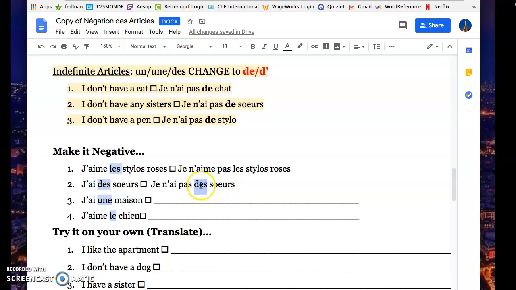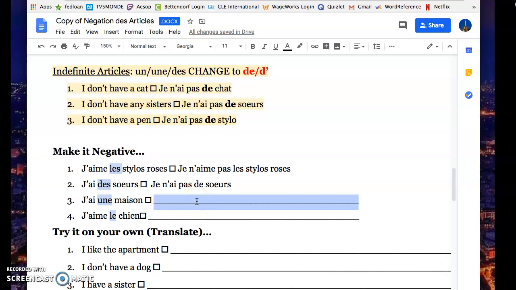So this is indefinite, which we already said. And if you look up here, your indefinite article is going to change to de or d apostrophe. So we're going to change it to de. We haven't really talked about d apostrophe, but I bet you guys can guess why we put a d apostrophe. But so does not begin with a vowel, so we don't need it right here.